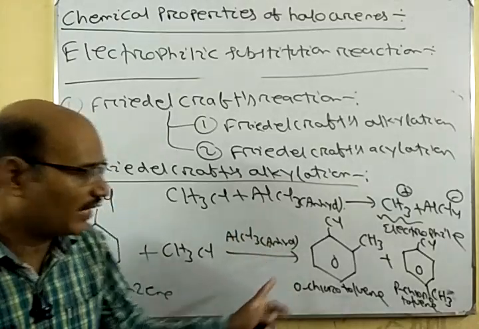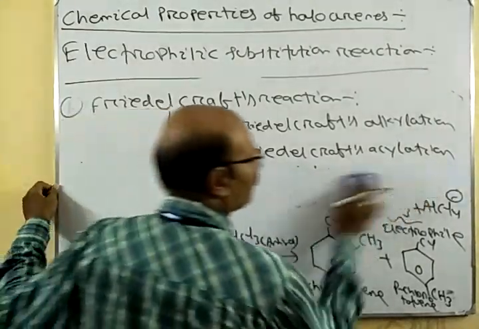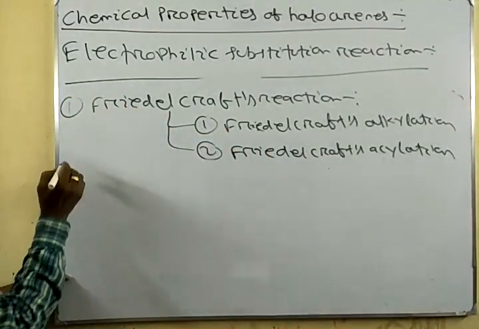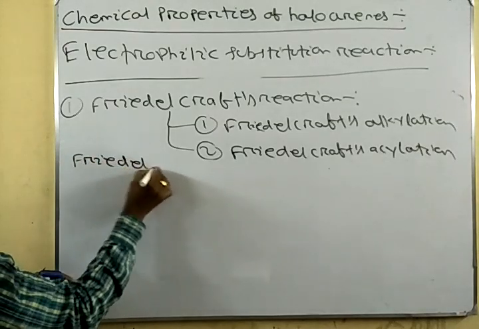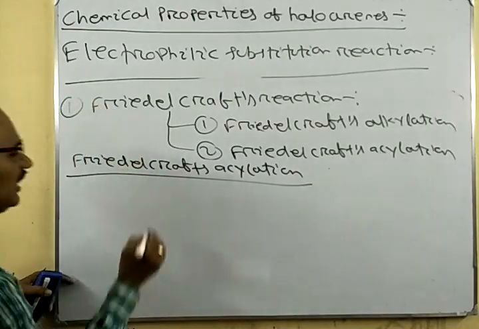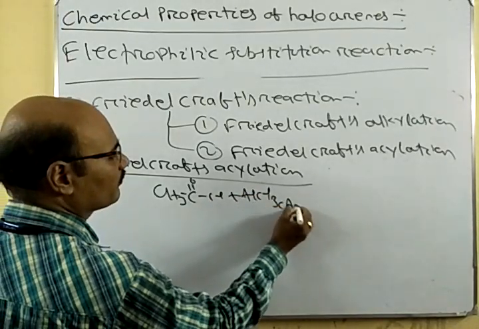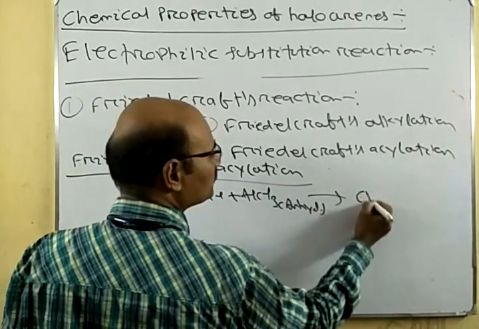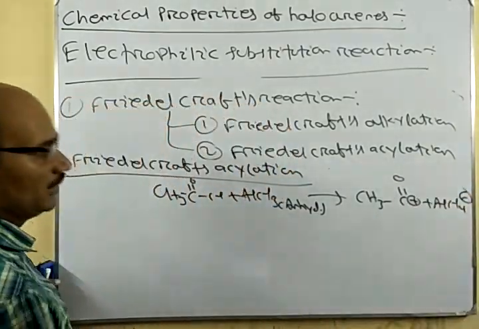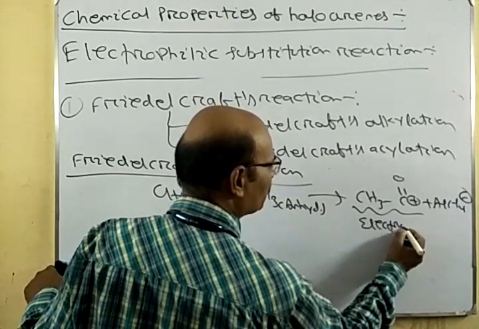Now next we will go for Friedel-Crafts acylation. What will happen there? Simply the electrophile will be different. All the things are the same. Now if I go for Friedel-Crafts acylation, CH3COCl plus anhydrous AlCl3 will give CH3CO+ plus AlCl4-. Now this is the electrophile here, the acyl carbocation.